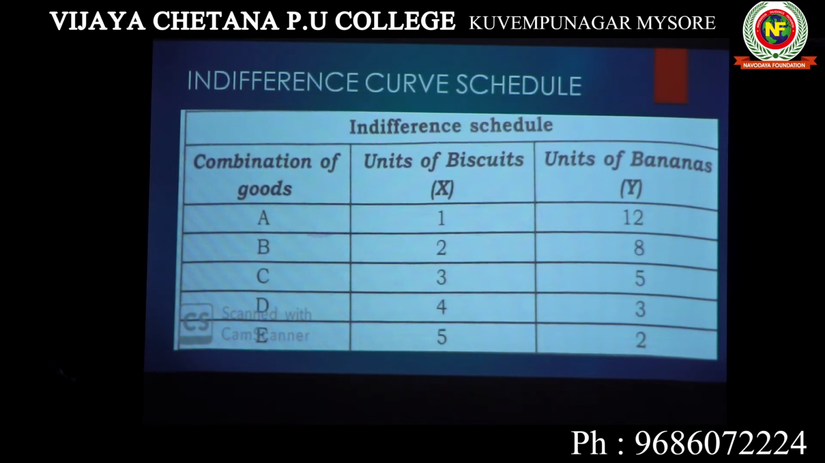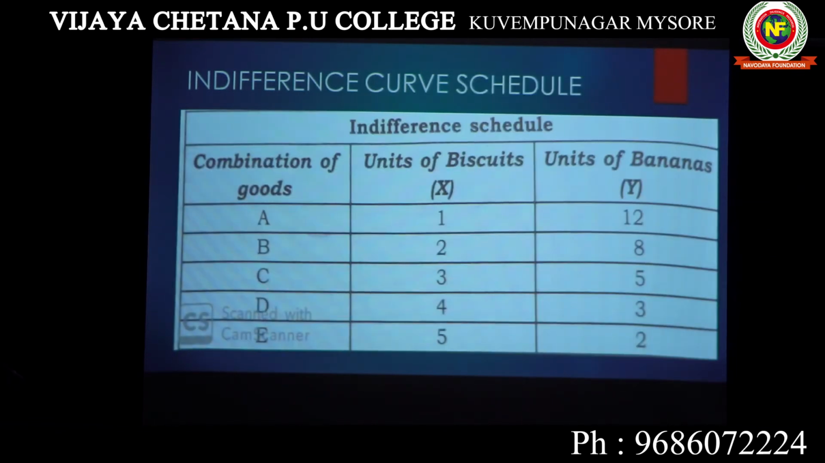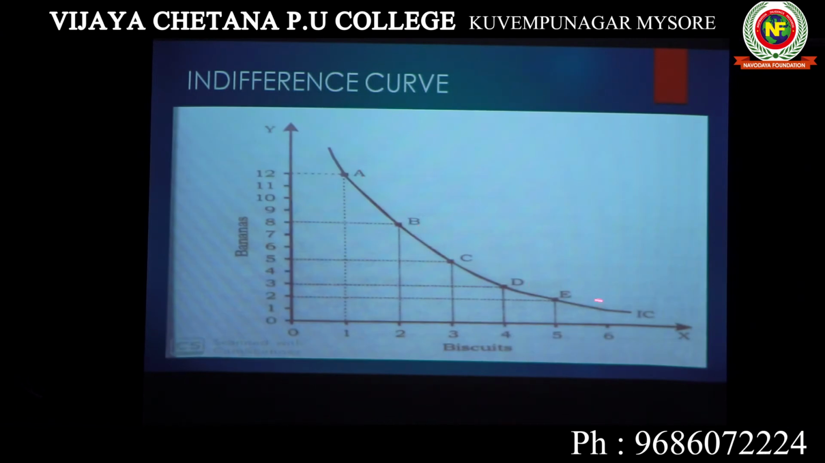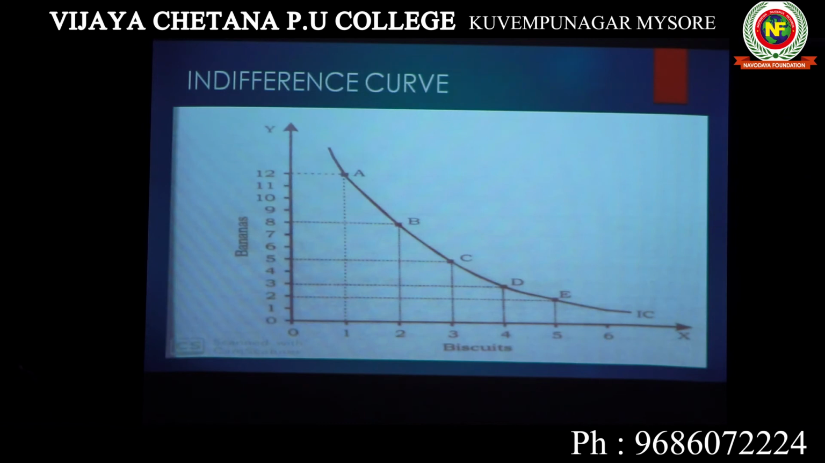Let us see the indifference curve through a diagram. From the previous table, we have various combinations, A, B, C, D, E. See this, the combination of two goods, biscuit and banana, various combinations, that can be seen here. See there, 12 bananas and 1 biscuit. Here, with 12 bananas, he will be getting 1 biscuit. Then 8 bananas, 2 biscuits. 5 bananas, 3 biscuits. Then 2 bananas, 5 biscuits. So it means that this curve is downward sloping to the right. Downward sloping to the right means we have to sacrifice one good in order to get the other good.